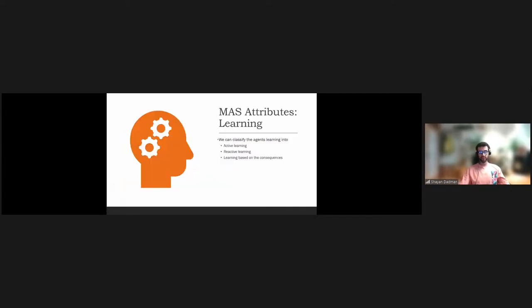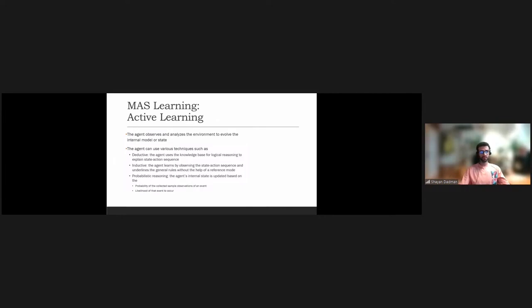The next and last attribute of the MAS is learning. We can classify the agent's learning into active learning and reactive learning, and also learning based on the consequences. In active learning, the agent observes and analyzes the environment to evolve the internal model or state.